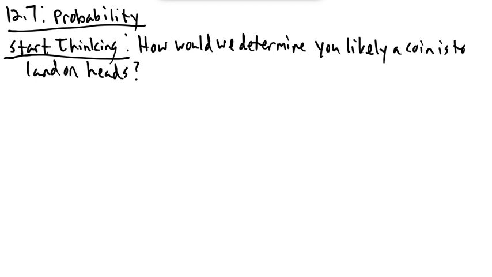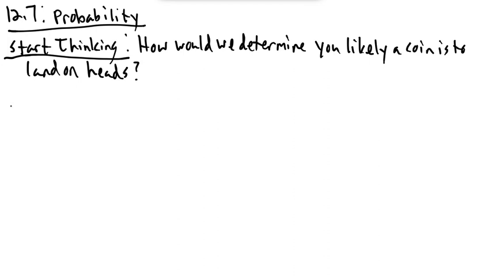All right, welcome to our next lesson in Chapter 12. This is Section 12.7, or Probability. I want you to start thinking, and I want you to actually pause, think on this for just a second. How would we determine how likely a coin is to land on heads? So think about this for just a second here, and then we'll meet back up.